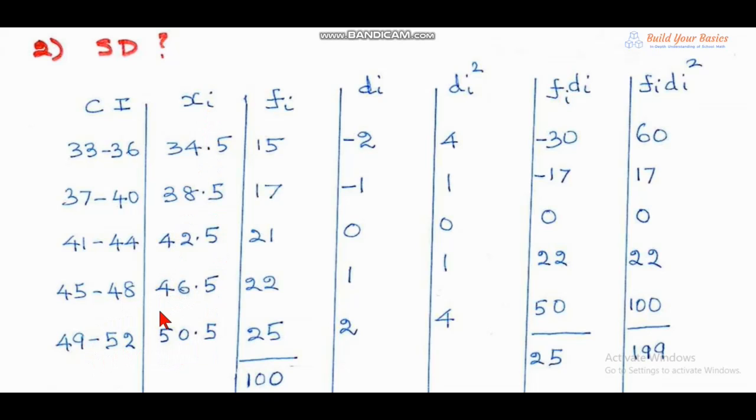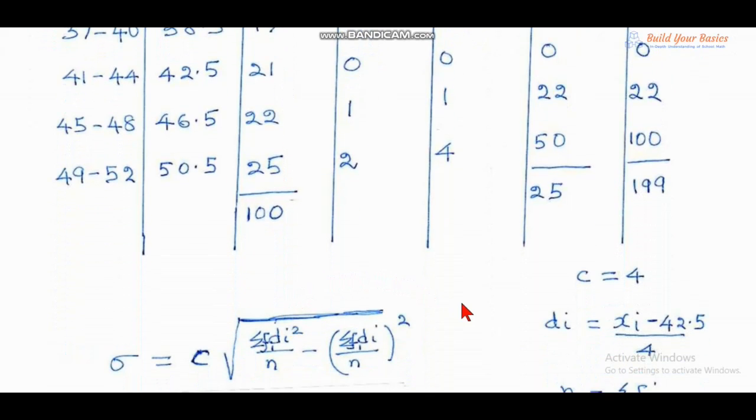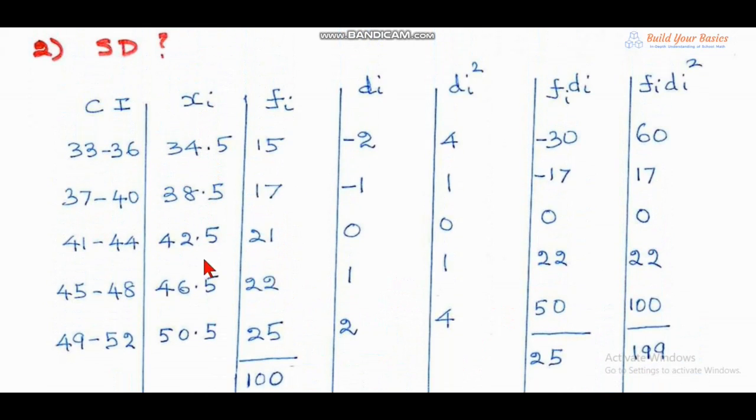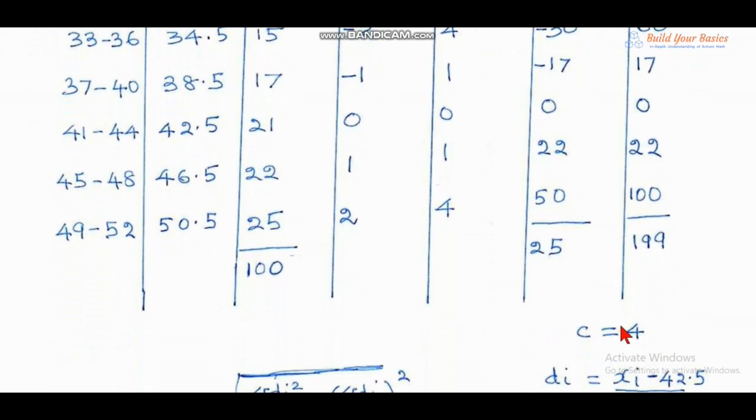So we have got mid values, that is xi. We find the xi's increase by 4. Now fi's are given: 15, 17, 21, 22, 25. Now the formula we will do by step deviation method. C is 4. Xi's increase by 4, so we can take step as 4. We can take the assumed mean 42.5 or 38.5 or even 34.5. I have taken the assumed mean as 42.5.